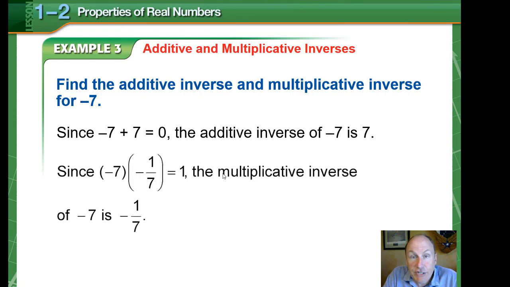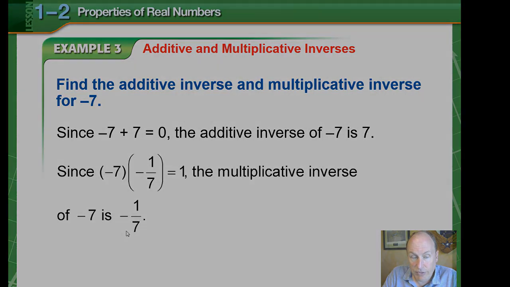Now, from a multiplication standpoint, the multiplicative inverse of negative 7 is negative 1 over 7 because it's the number we're going to multiply negative 7 by to get 1. And of course, a negative times a negative is a positive. That gives us the positive of the 1. And then multiplying negative 7 by its reciprocal, negative 1 over 7, will cause the 7's to cancel out and give us 1. Therefore, the multiplicative inverse of negative 7 is negative 1/7.